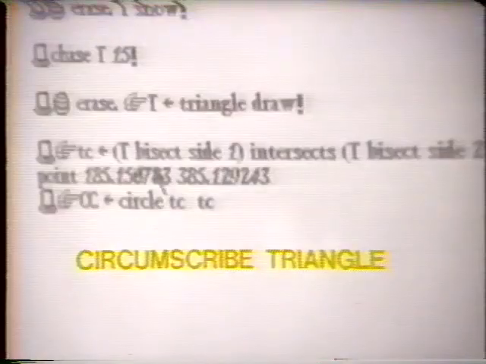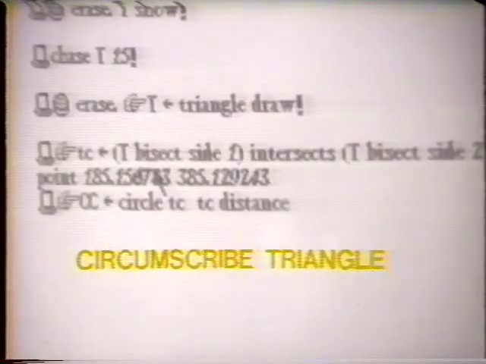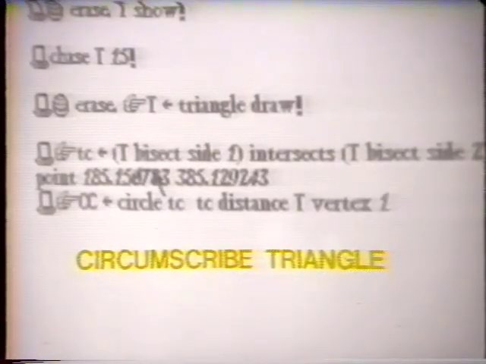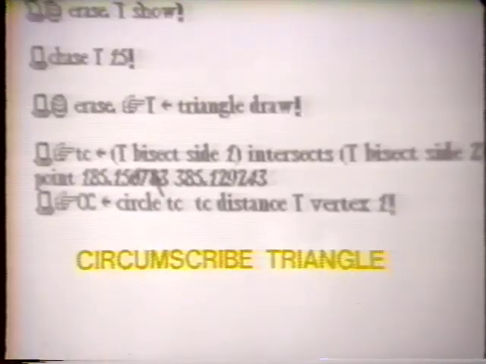A circle that circumscribes the triangle is then formed. Its center is the point where the two bisecting lines intersected. Its radius is equal to the distance from the center to the triangle vertex.